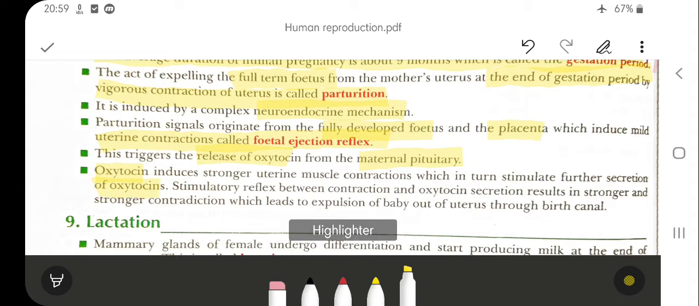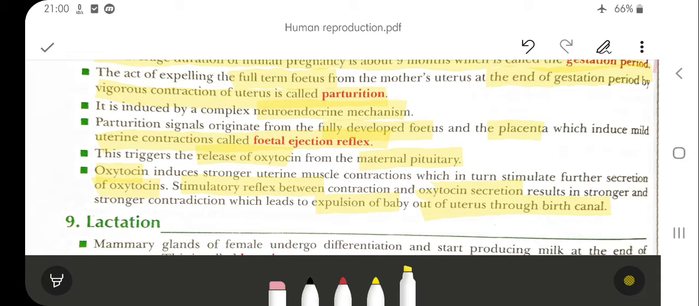Once the oxytocin is released by the fetal ejection reflex, further oxytocin will be released with the stimulation of the uterine muscle. The stimulatory reflex between the contraction and the oxytocin secretion results in stronger and stronger contraction, which leads to the expulsion of the baby out of the uterus through the birth canal. This phenomenon is known as parturition, or the delivery of the child. So that is a complex neuroendocrine system. This is the mechanism.